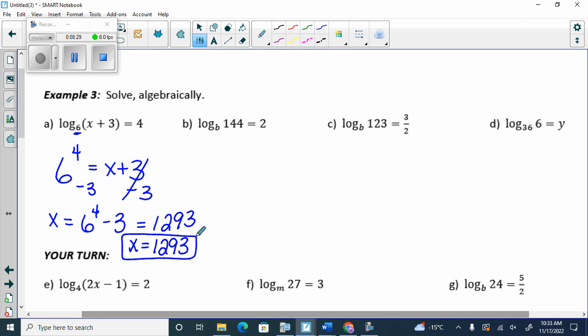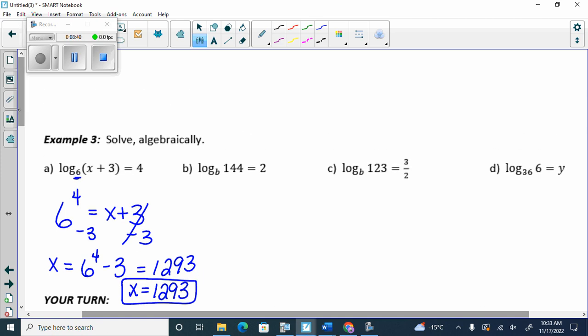Now, doesn't matter what unit we are in, if it says solve, we are checking our answer with our calculator. We agree? Or we could plug it back into the original and see if it matches. Yes? So, I'm going to check algebraically. So I'm going to go log base 6 of 1293 plus 3 equals 4. So I'm going to get log base 6 of 1296. And I'm going to hope it equals 4.